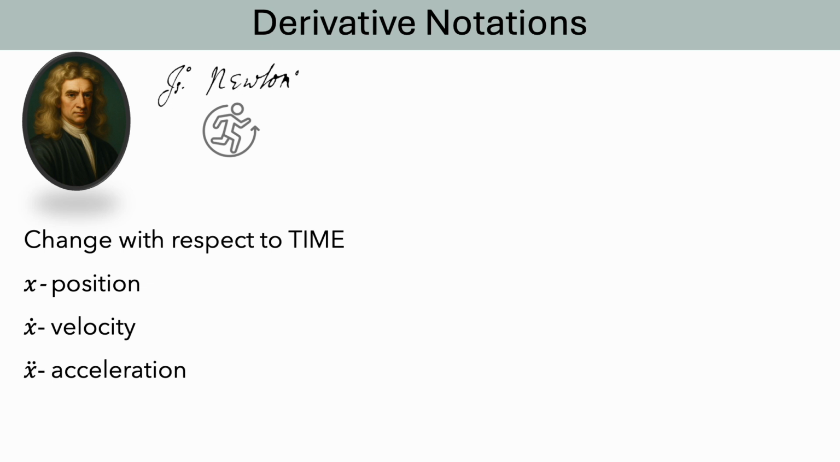But here's the problem. Newton's notation was tied to time. So what if you wanted to find the rate of change with respect to something else? Newton's dots suddenly became awkward.